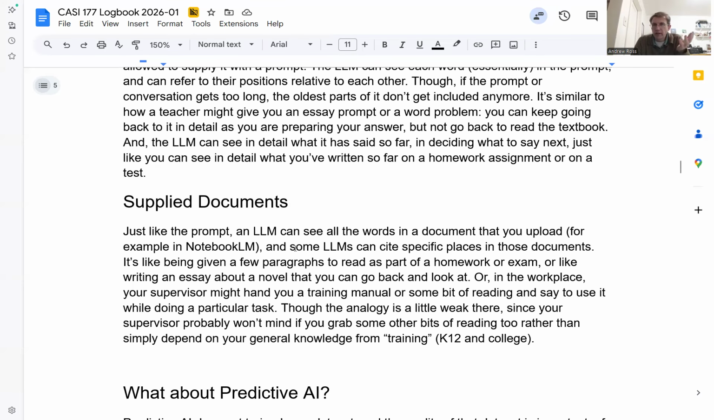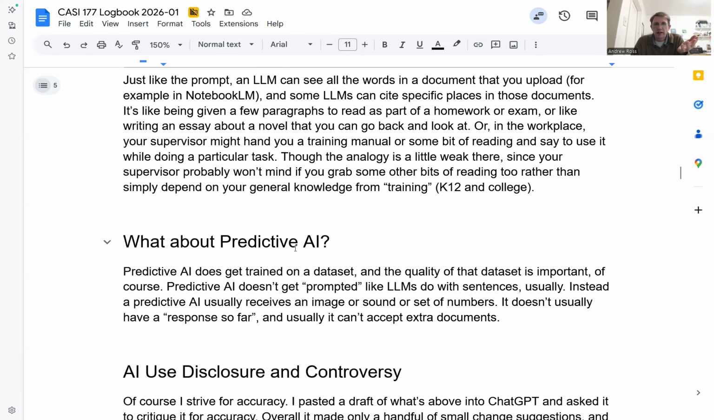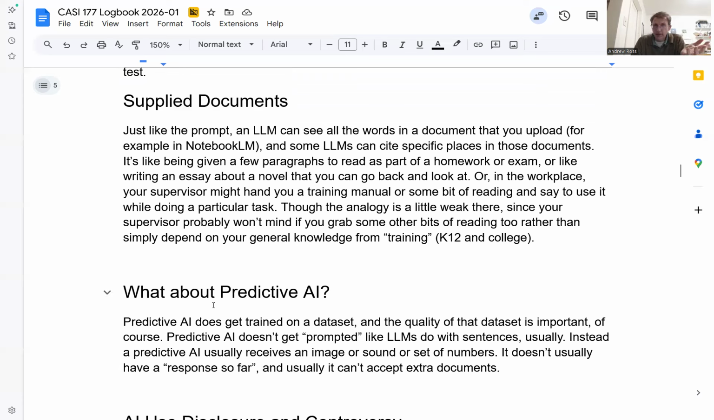So that was all about LLMs. What about predictive AI? Predictive AI does get trained on a data set, and the quality of that data set is important. Predictive AI doesn't get prompted with sentences or paragraphs usually. Instead, we prompt it with an image or a sound or a set of numbers that is similar to what we trained it on. If we trained it on microscope images of yeast, we might give it a new microscope image of yeast and say, okay, do the outlining thing I trained you to do. It doesn't usually have a response so far, and predictive AI usually can't accept extra documents.